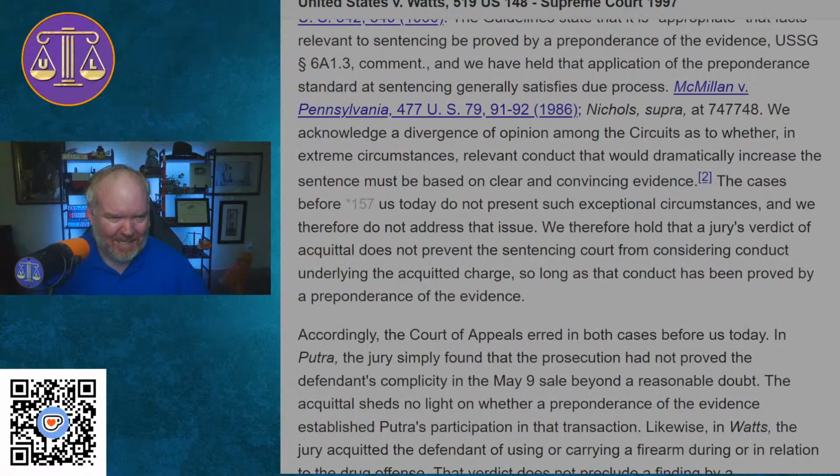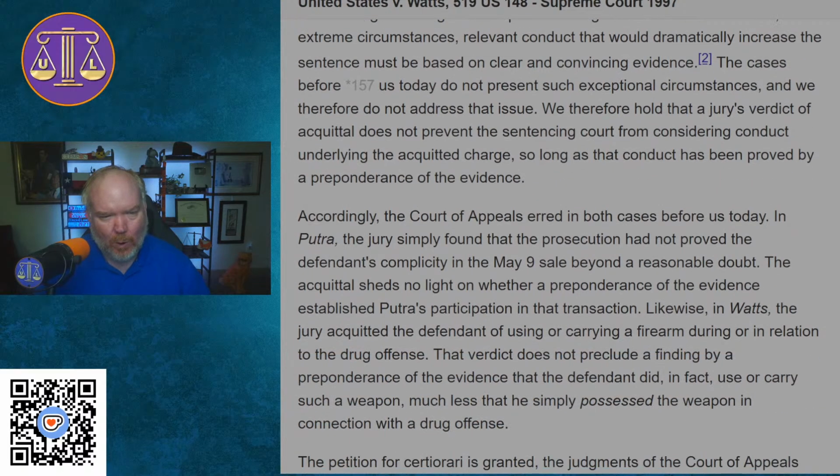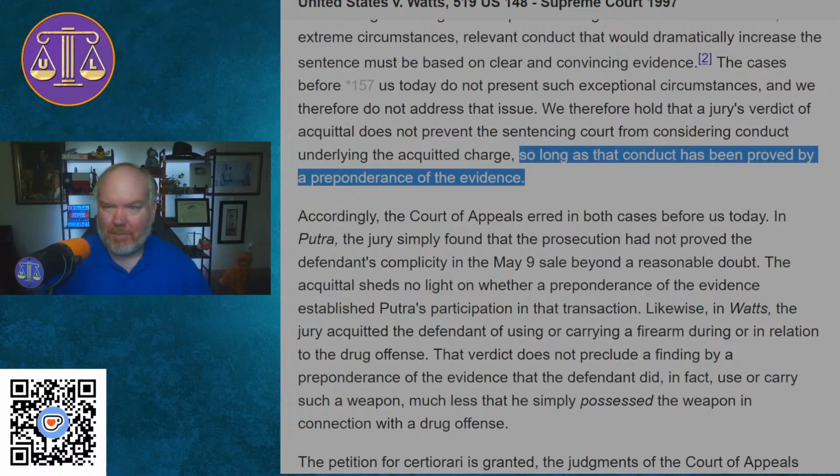Maybe we need that much. But we're not going to decide that right now. That'd be silly. The cases before us today do not present such an exceptional circumstance, and we therefore do not address the issue. We therefore hold that a jury's verdict of acquittal does not prevent the sentencing court from considering conduct underlying the acquitted charge, so long as the conduct has been proven by a preponderance of the evidence, which, of course, at sentencing, is the judge alone.